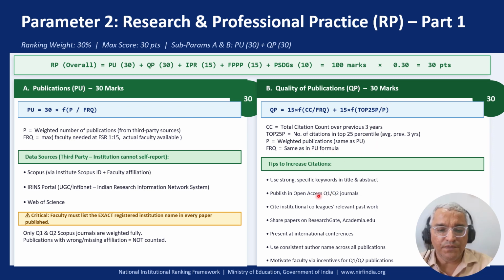Tips to increase citations: we should use proper keywords in the title and abstract. Try to publish in open access, which is available for everybody to read and review. Cite institutional colleagues' relevant past work wherever possible. If your colleague has done similar work, try to cite it in your paper. Share papers on ResearchGate and Academia. Then present your work at conferences. All this will help you to increase the citations.